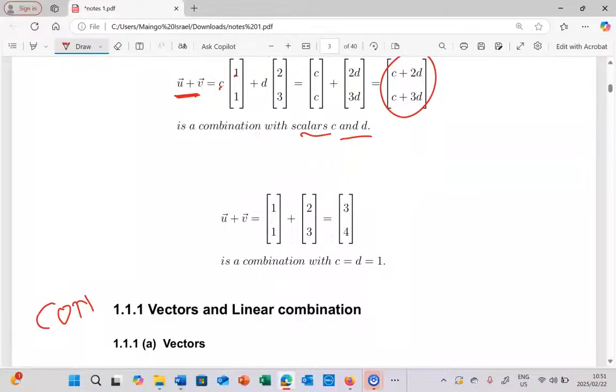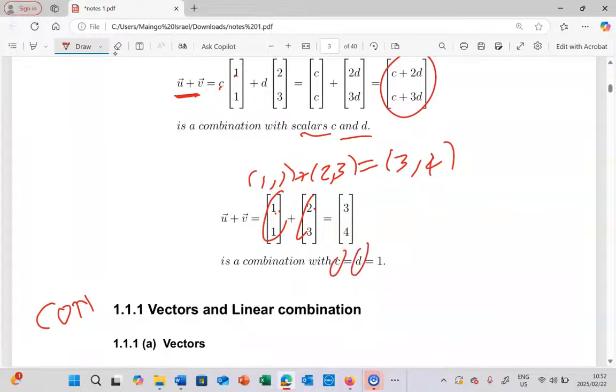Now another example we can give is u plus v. This is just (1, 1) plus (2, 3). This equals 1 plus 2, which is 3, and 1 plus 3, which is 4. This is a combination again with c equals d, two scalars. The scalar c equals the scalar d equals 1. They are just 1. So that's what we are talking about.